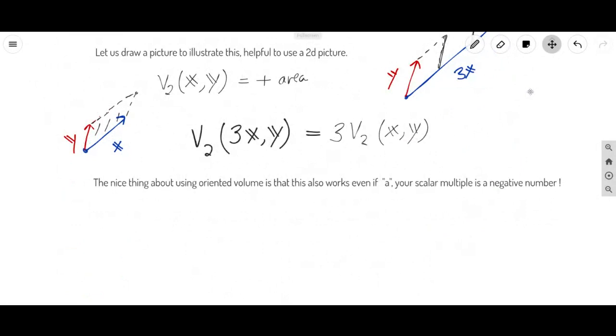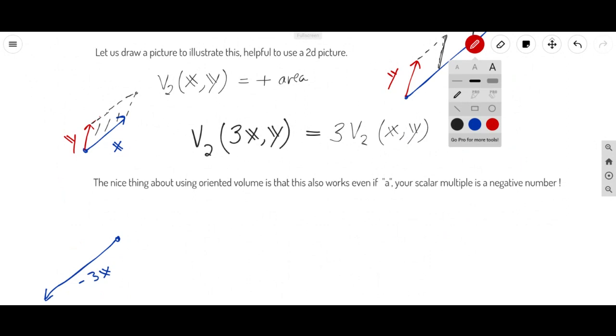And let's see why it works if you use a negative number. So now if instead of using x, you use negative 3x, what's going to happen is this vector is now going to look in the opposite direction. And so your picture is going to look like this. Your x, instead of pointing that way, is 3 times as long and is now pointing in the opposite direction. This is going to be negative 3x. The vector y will still look the same as it was before. But now you can see from this diagram, when you end up calculating the volume, what do we get? Well, we get the exact same volume as it was before.